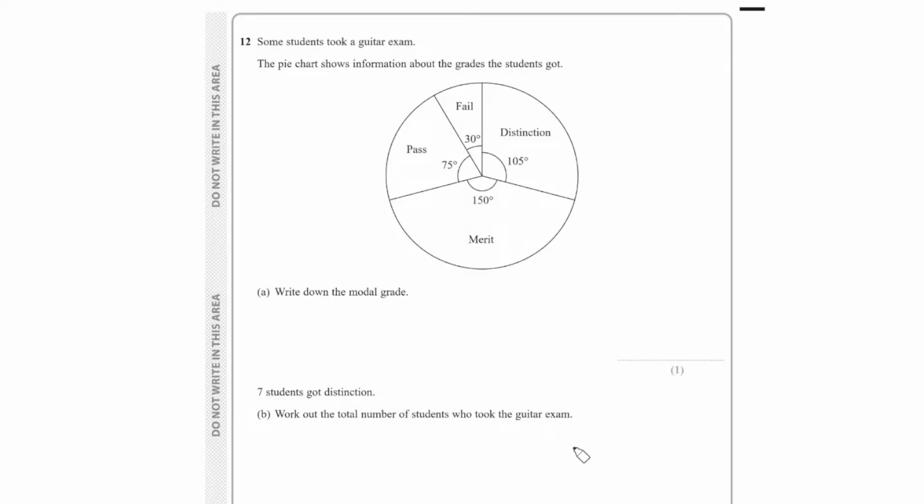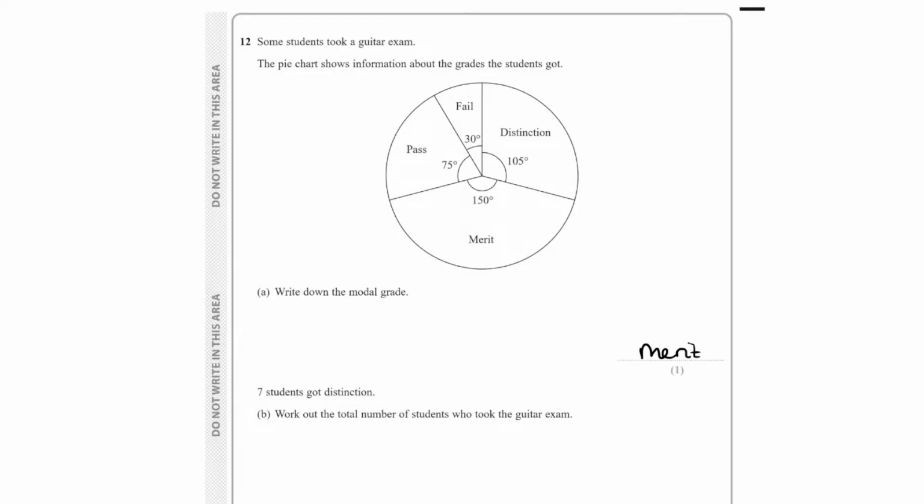Question 12, some students take a guitar exam. The pie chart shows information about the grades the students got. So we've got fail, pass, merit, or distinction. Write down the modal grade. The mode, or modal grade, or modal class, is the one that is the most, isn't it? So in this case, it would be the biggest section. So I would say merit is the biggest section of my pie chart, isn't it?